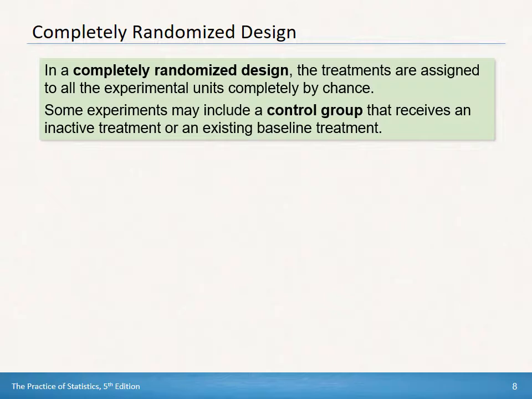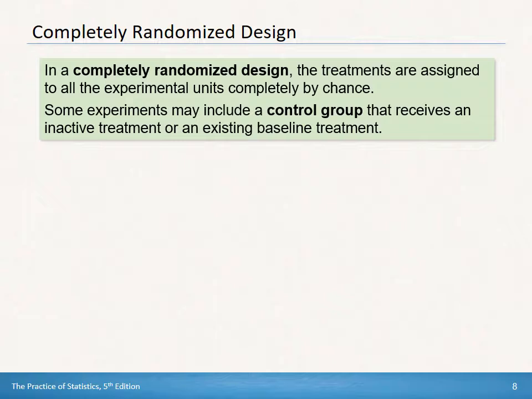So if I wanted to test dogs' coats, how shiny and soft their coats were after getting a new type of dog food, then I probably would have one group of dogs get the new dog food. That's my treatment group. And then I would have a control group of dogs who just got the original dog food that they normally eat. So they get the control, which is the original, the existing baseline treatment.